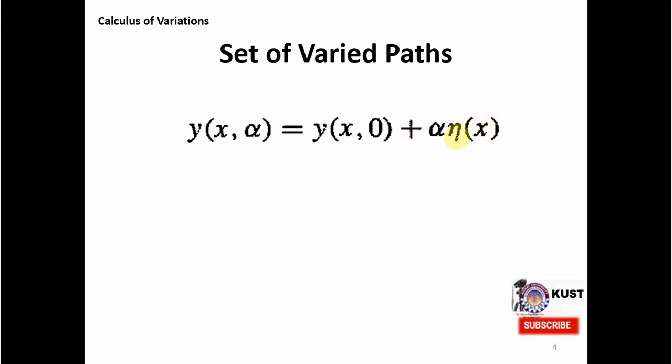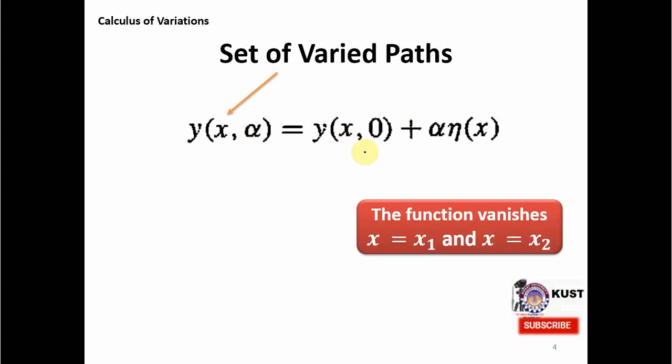These will be the functions of variations, and you can see that this is a set of varied paths. So this is not the only one path. Depending on the value of alpha, we will have an infinite number of paths, but when alpha is 0, that is, the variation is 0, then we will get the correct path. This function must vanish at x equals x1 and x equals x2.